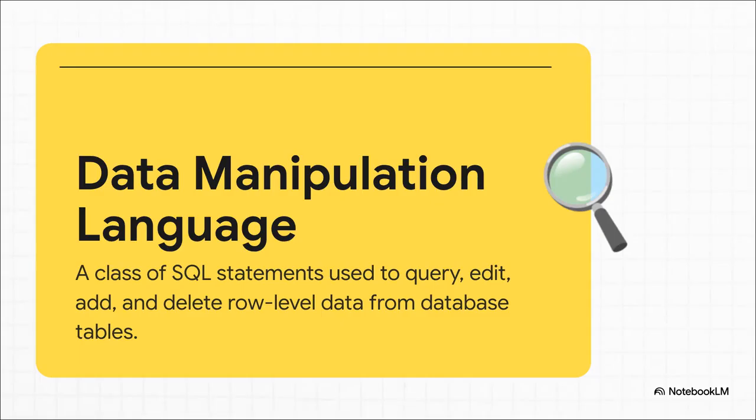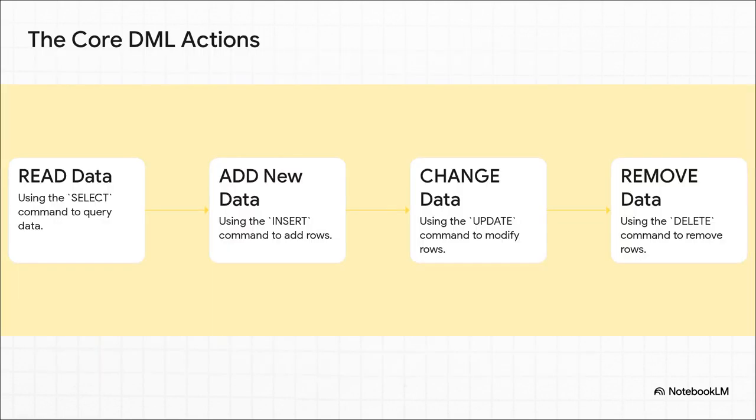All right, so to put a more formal definition on it, DML is just the group of commands we use to handle the actual data living inside our tables. The key thing to remember here is that it only affects the rows of information. It never, ever changes the structure of the database itself. And you know what? It really just boils down to these four basic things. You can read data, you can add new stuff, you can change what's already there, and you can get rid of old data. That's it. Every command we're going to look at fits into one of these buckets.